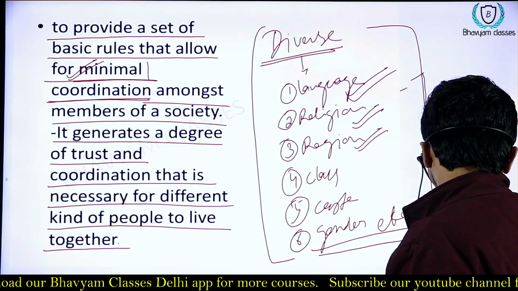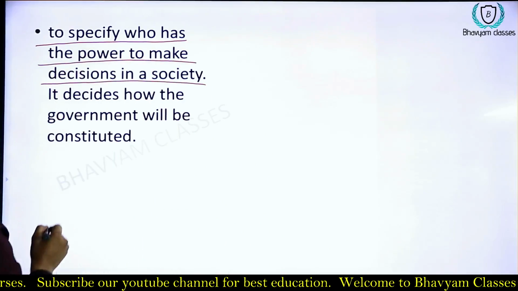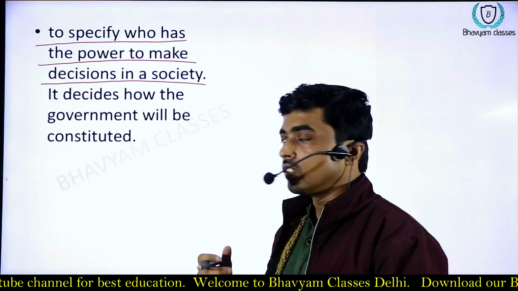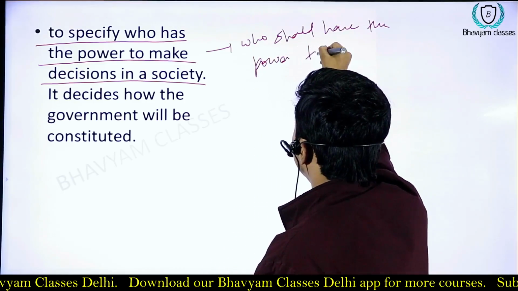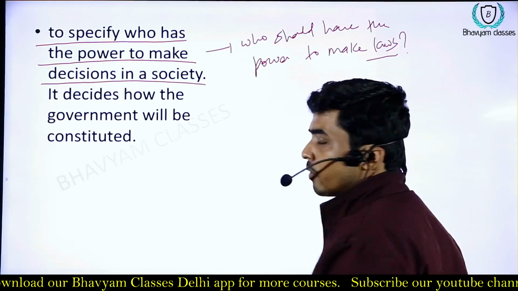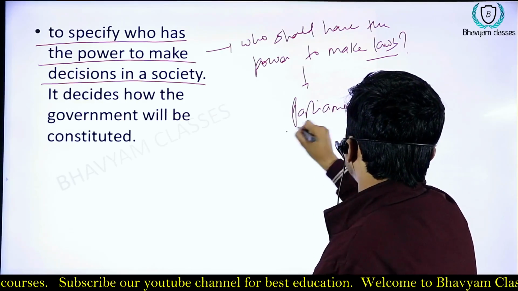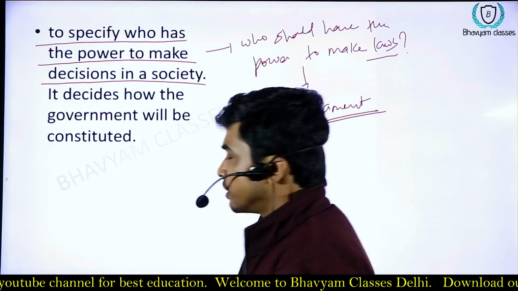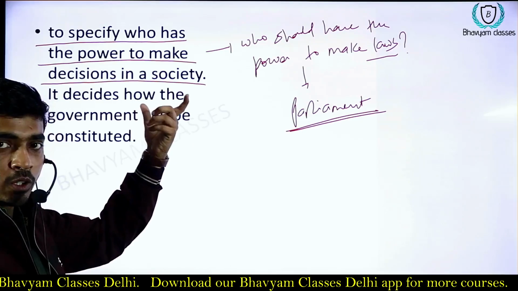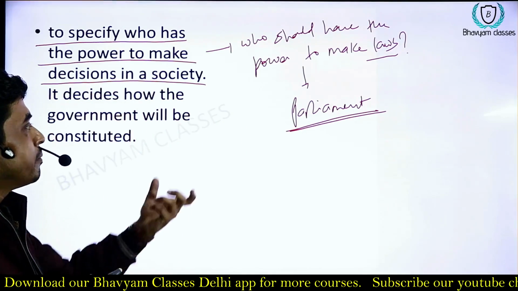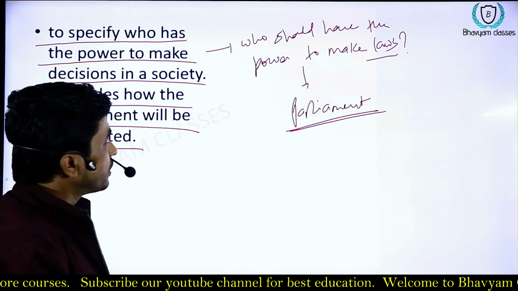Now moving on to the next point. The constitution also specifies who has the power to make decisions in a society. That means who should rule, who should have the power to make laws, who can take decisions for the Indian society. Basically every constitution in the world defines who has the power to make decisions in a society. In the Indian political system, parliament has been given the power to make laws. It also decides how the government will be constituted.